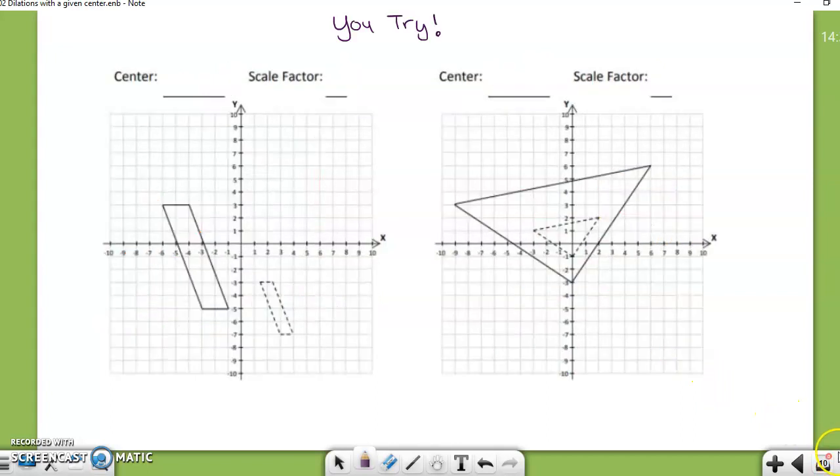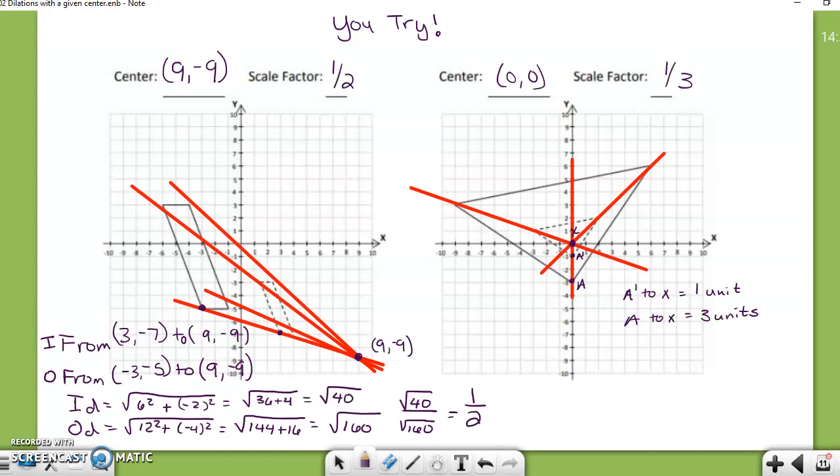Okay, kids, I want you to pause the video. I want you to try these. Make sure you printed them off. It'll be easier to do. And when you come back, I want you to check them. Let's see how you did.